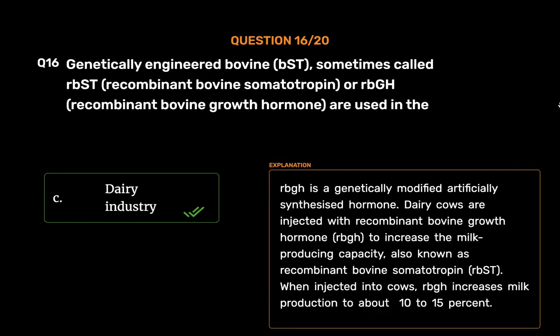Dairy industry. rBGH is a genetically modified artificially synthesized hormone. Dairy cows are injected with recombinant bovine growth hormone, rBGH, to increase the milk-producing capacity, also known as recombinant bovine somatotropin, rBST. When injected into cows, rBGH increases milk production by about 10 to 15%.